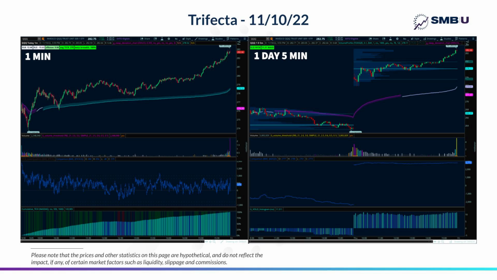But there are also days when everything aligns and things become very clear. And for me, this is when I want to put on risk. And so our trifecta day, which we'll go over now, is an example of this. So this is the trifecta day, and I call it the trifecta day because we have everything, okay?